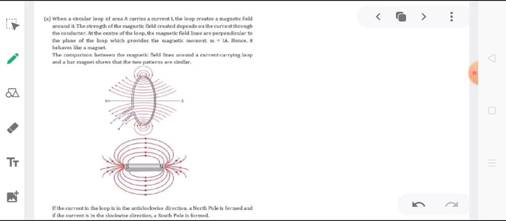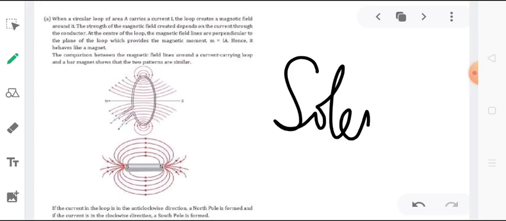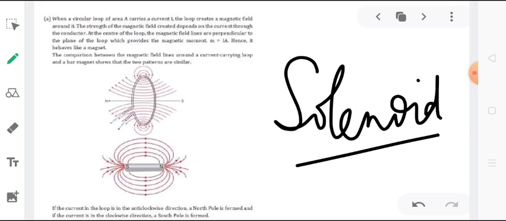So, if the current in the loop is in the anti-clockwise direction, then a north pole is formed, and if the current is in the clockwise direction, a south pole is formed. This we will be studying in a bit more detail when we study several turns of a circular loop, and that is called a solenoid. This we will be studying in our next class. Then I will be telling you about one specific rule that gives us a clear idea of what the polarity of a certain face of the coil should be when we are aware of the direction of flow of current.